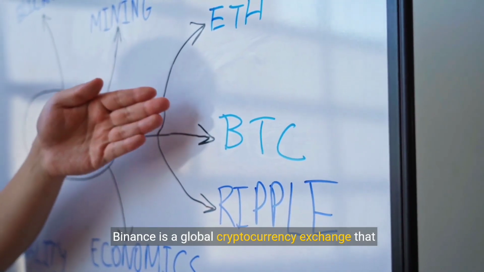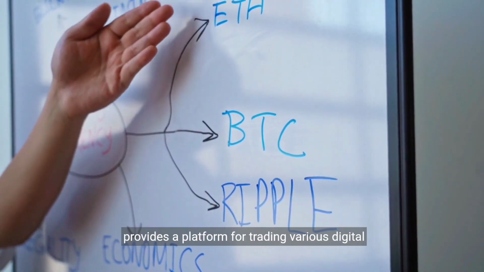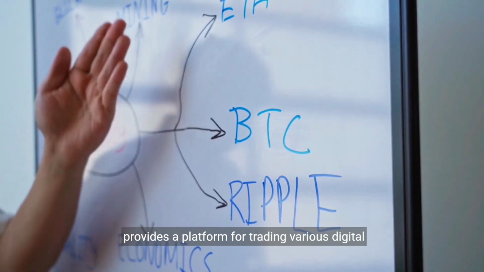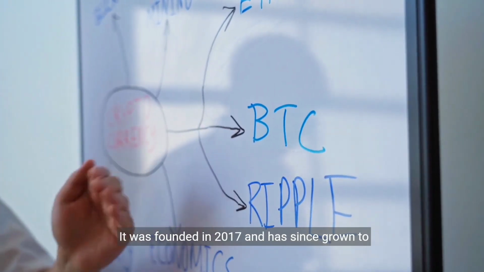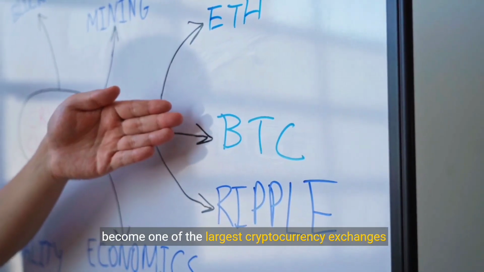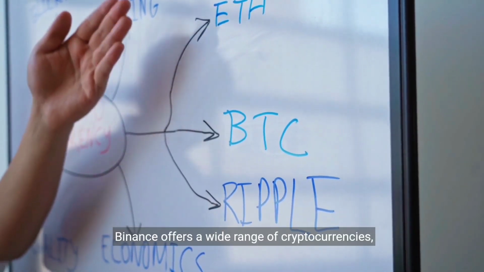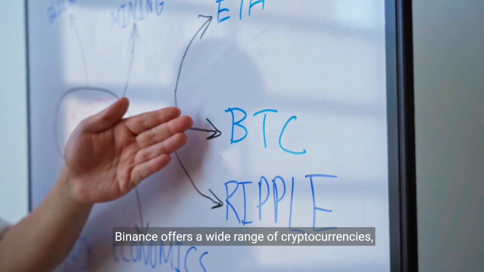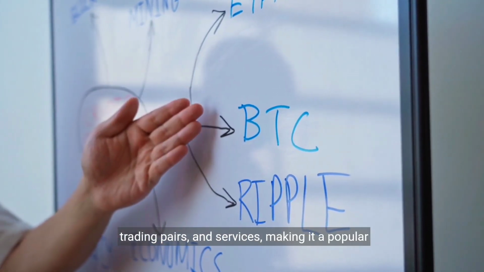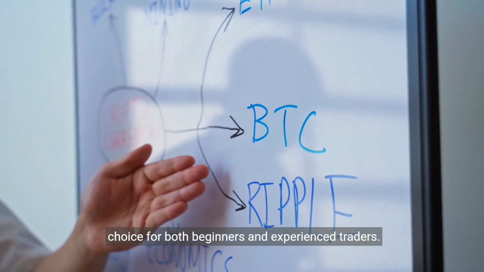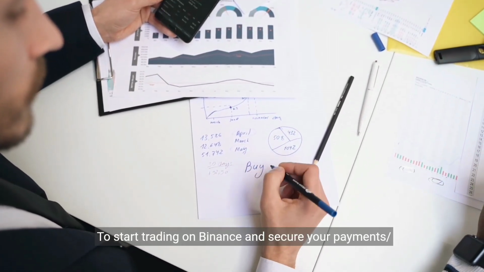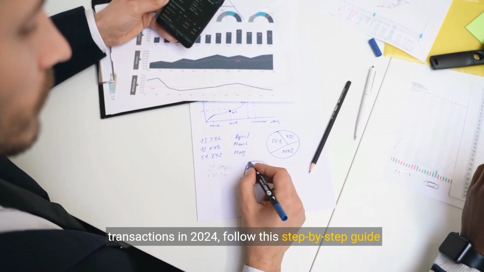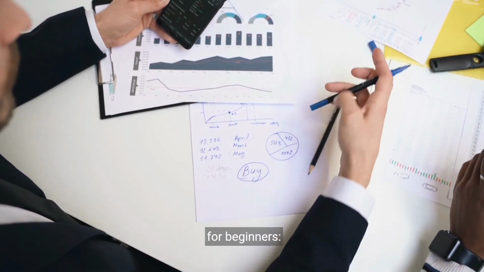Binance is a global cryptocurrency exchange that provides a platform for trading various digital assets. It was founded in 2017 and has since grown to become one of the largest cryptocurrency exchanges in the world. Binance offers a wide range of cryptocurrencies, trading pairs, and services, making it a popular choice for both beginners and experienced traders. To start trading on Binance and secure your payments transactions in 2024, follow this step-by-step guide for beginners.